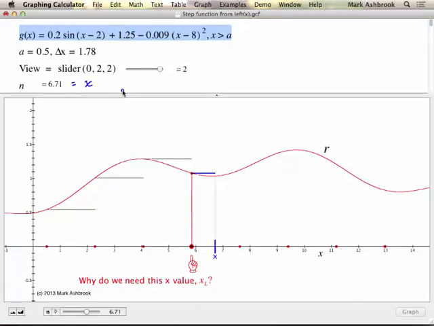So, what's the pretend rate? How would you find the pretend rate at 6.71? What's the pretend rate at 6.71? The y-axis is the rate of change. This is a rate of change function. The red one is the rate of change function. We're making the pretend rate function. So what's the pretend rate at 6.71?